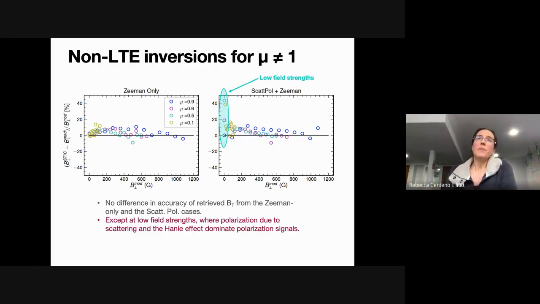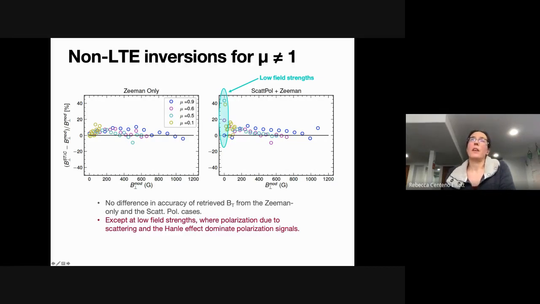Now, these plots all show the inferred magnetic field minus the magnetic field of the model, in percentage points. So 0 would be a perfect inference from the STIC code of the magnetic field of the model. Each one of the viewing angles is represented by a colored circle, and the left shows the results for the Zeeman-only case, whilst the right shows the results for the full calculation.